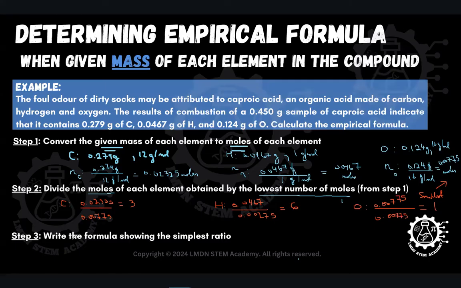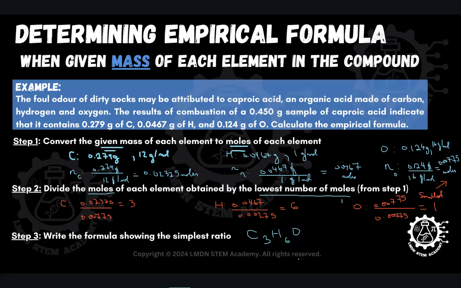And so now we're ready to write the formula. We write the formula for step 3, showing the simplest ratio. So the formula will be, let me change my color now, C3H6O. So that's our empirical formula, okay? Each time, we're just going to follow this approach: when we're given mass, we go from mass to moles, then we divide by the lowest number of moles, and then finally put it all together.